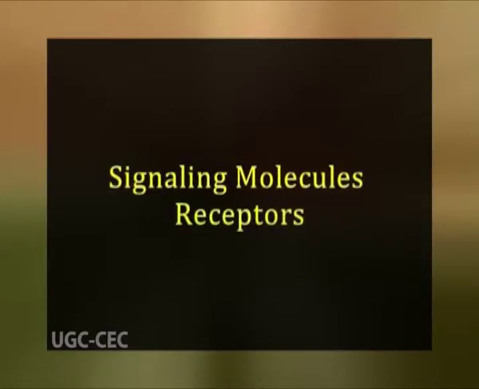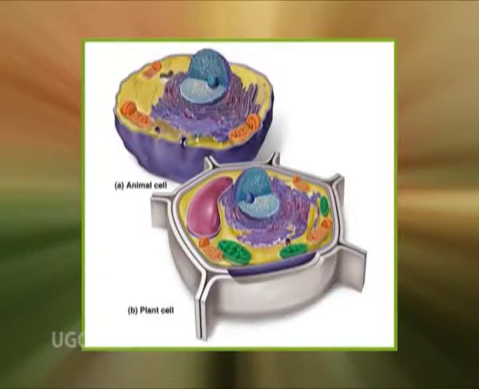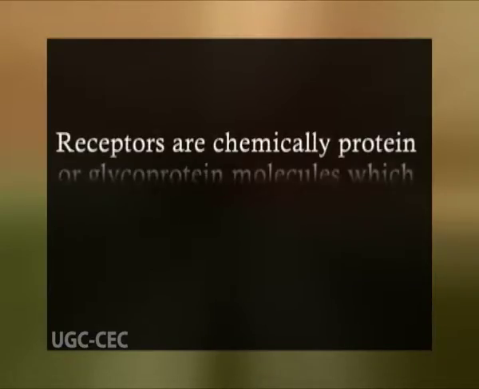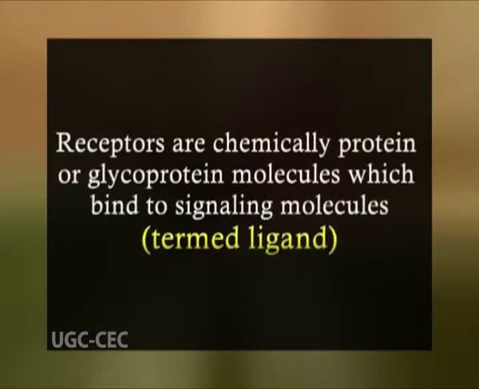Now, let me start the second part of today's topic, that is the signaling molecules' receptors. The cellular response to a particular extracellular signal molecule depends on its binding to a specific receptor located on the surface of a target cell or in its nucleus or cytosol. Receptors are chemically proteins or glycoprotein molecules which bind to a signaling molecule termed ligand. Binding of a ligand to a receptor causes a conformational change in the receptor that initiates a sequence of reactions leading to a specific cellular response.